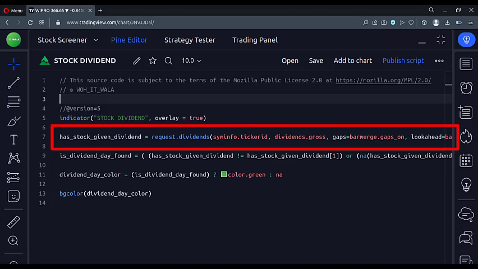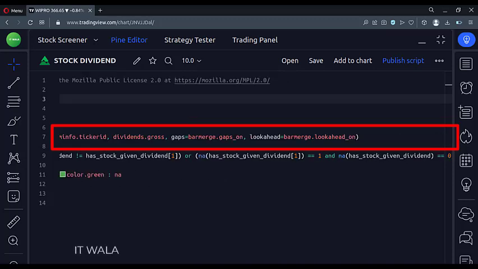The first argument of this function is the current stock name. The second argument is the dividend type. There are two types, gross and net. We have chosen gross so that all kinds of dividends can be caught by our code.